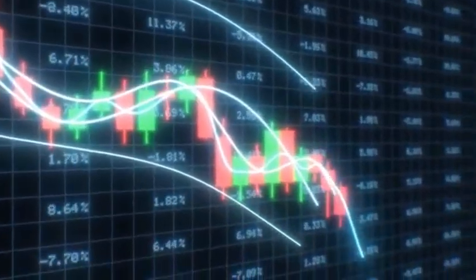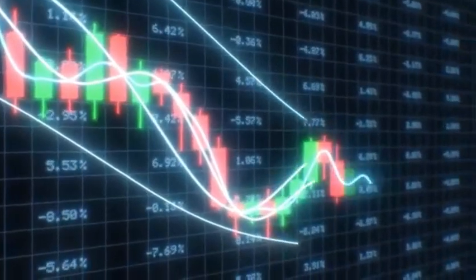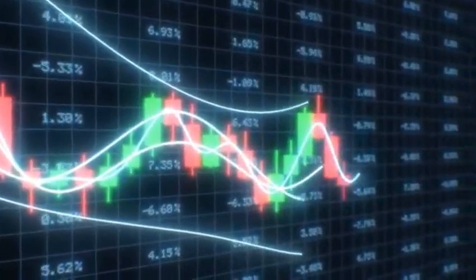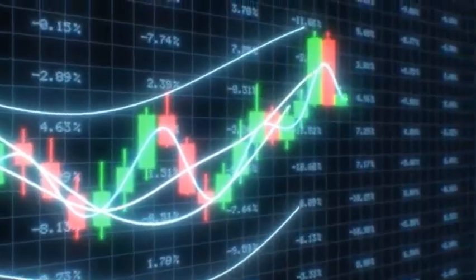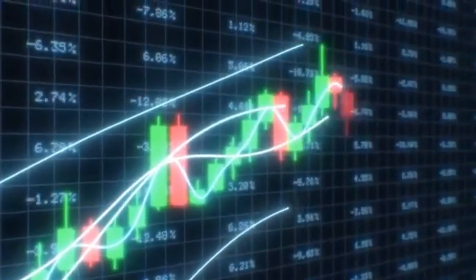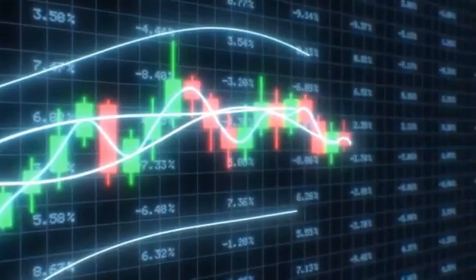2. A downtrend. This is the opposite. In a downtrend, the price is moving lower over time. You'll see lower highs and lower lows. It's a sign that sellers are dominating the market, driving prices down.